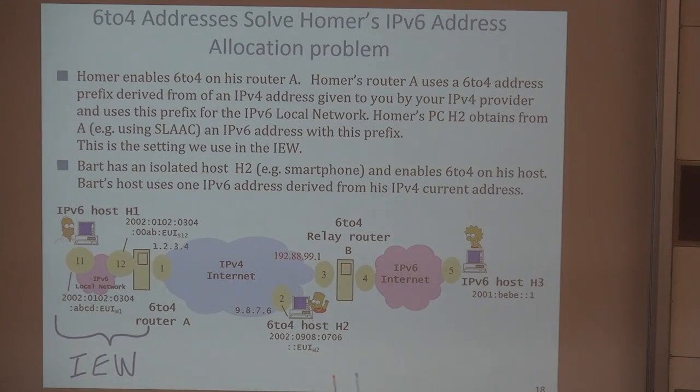So this 2002 prefix solves the address allocation problem. If I am at home and I receive an address like 1.2.3.4 from IPv4, then I can construct an IPv6 prefix 2002:0102:0304. Now this is a case where decimal or hexadecimal is the same, so this is the hexadecimal representation of this. This is a prefix that my 6to4 router or my 6to4 software in my PC will automatically allocate to my 6to4 interface.